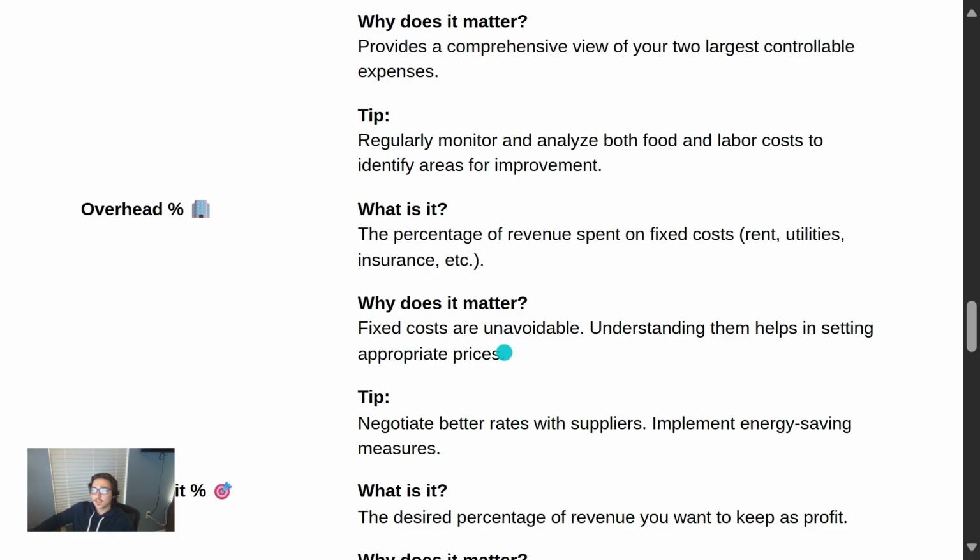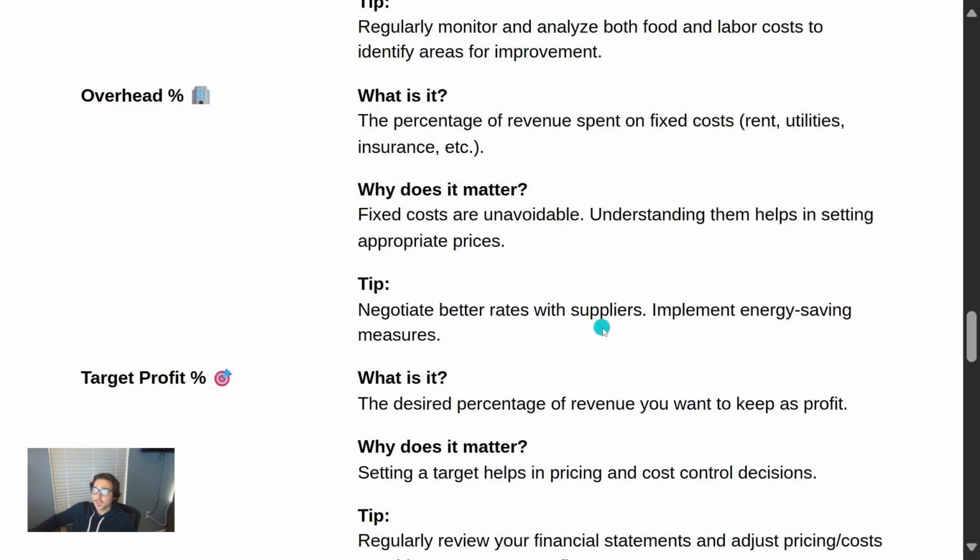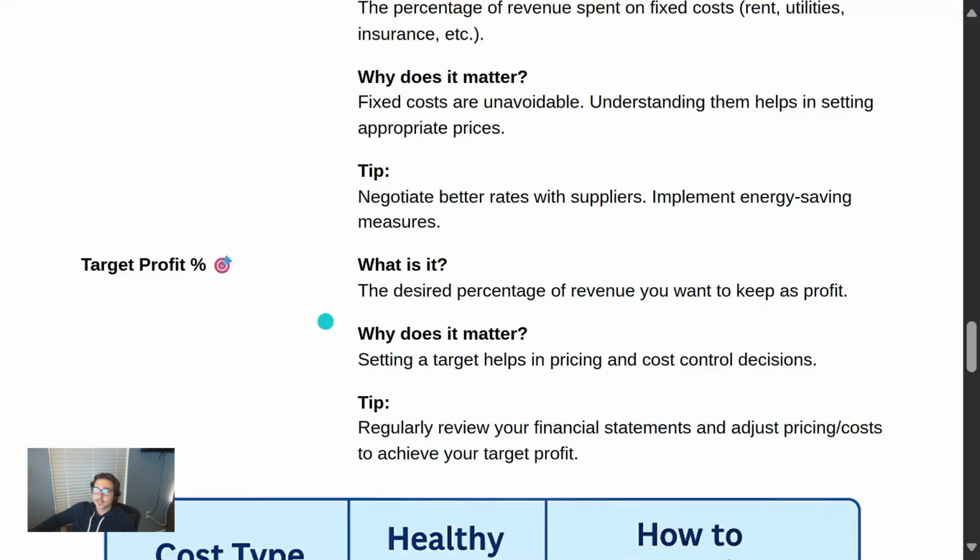So fixed costs are unavoidable. Understanding them helps in setting appropriate prices, negotiating better rates if possible, and then implementing energy saving measures. I know some states will actually give you grants for implementing these energy saving measures. So take that into consideration.